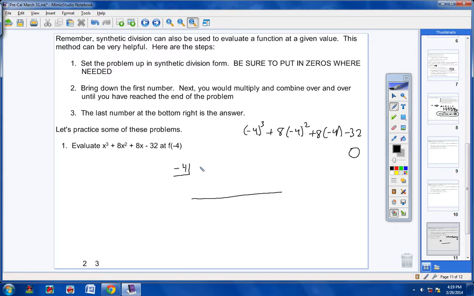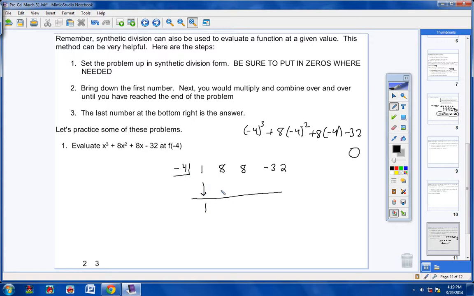And now you put all your coefficients. So I have a 1 for x cubed, an 8 for x squared, an 8 for my x term, and a negative 32 for my constant term. Now, there were no zeros that I needed to put in, so that's fine. Now, step 2, bring down your first number, and then do your usual steps.